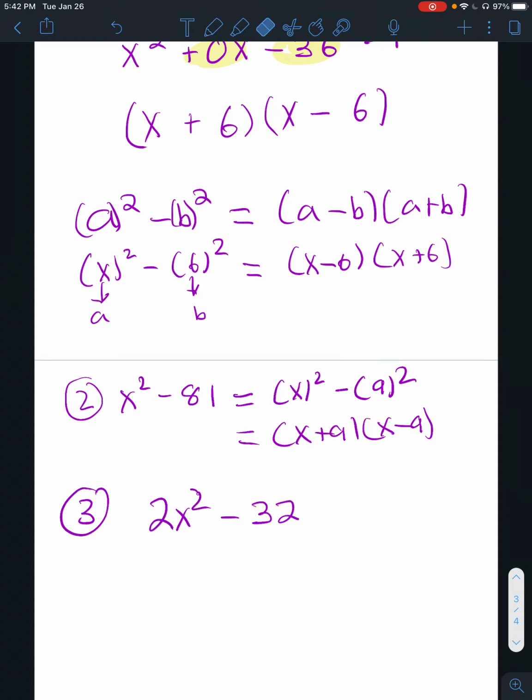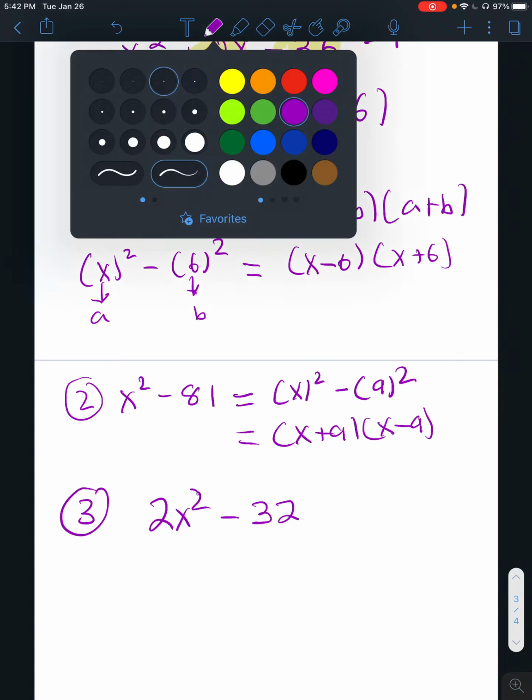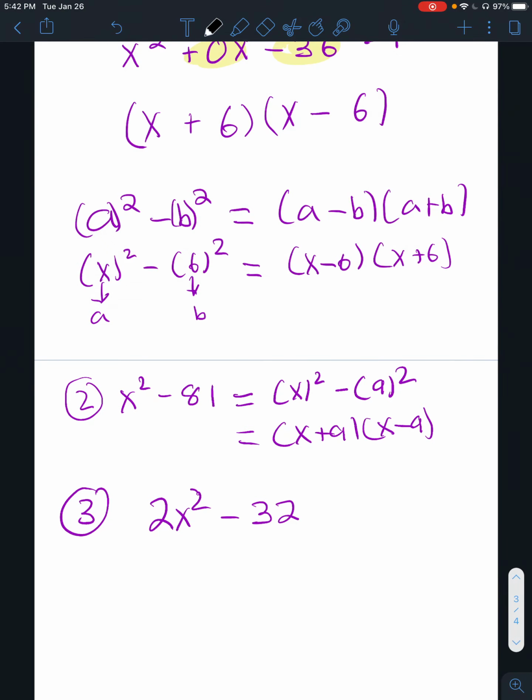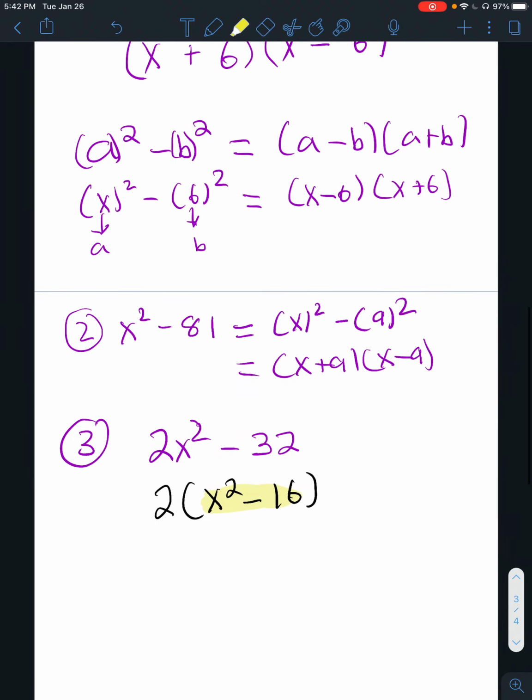You need to stop and you need to look at it and ask yourself the question that you should always ask first: is there a greatest common factor? And in this case, yes, there is. So you factor out a 2, it becomes x squared minus 16. And now you're like, oh, x squared minus 16. That looks like the last problem that I did. So this one ends up being x minus 4 and x plus 4, because you could rewrite 16 as 4 to the power of 2. So what I call that is a difference of perfect squares. Also, difference means subtraction. So you can't do x squared plus 16. It has to be subtraction.